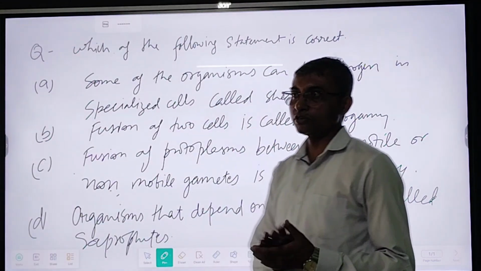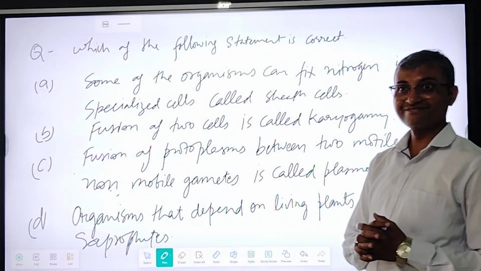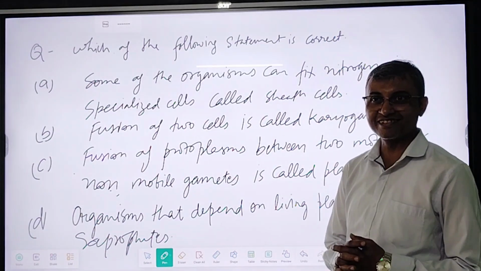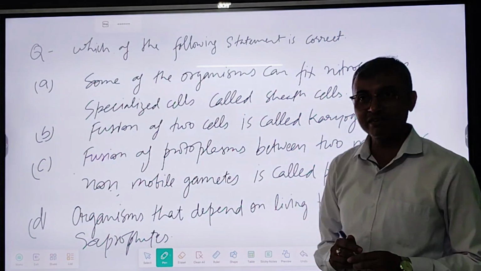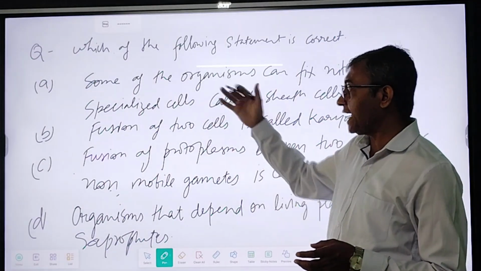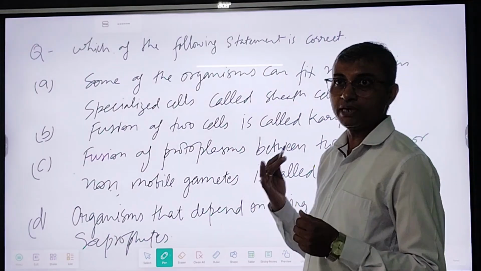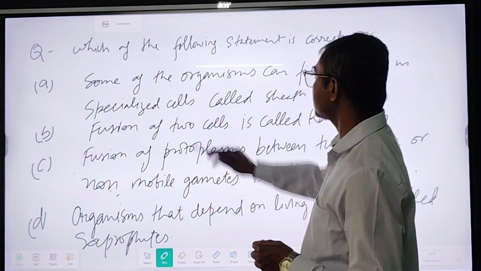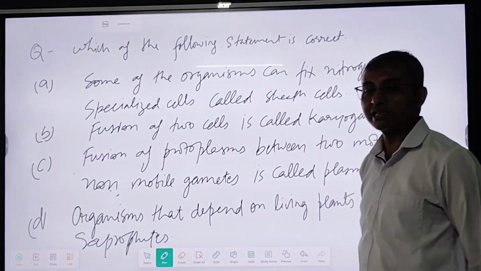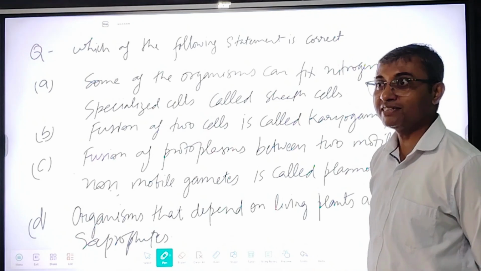So, which one is the correct answer? C is the correct answer. Okay? Why is A not correct? Let us find out why A, B and D are incorrect. We should be aware of why they are incorrect. Some of the organisms can fix nitrogen in specialized cells called sheath cells. So where are these sheath cells found?